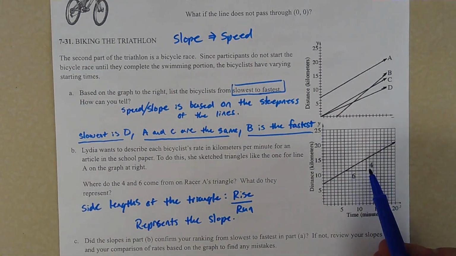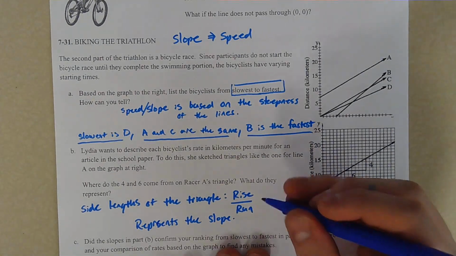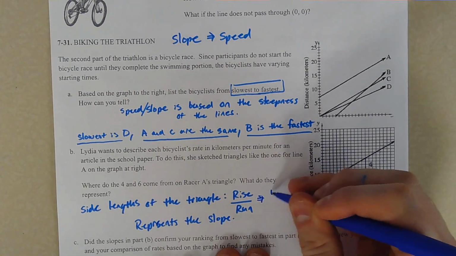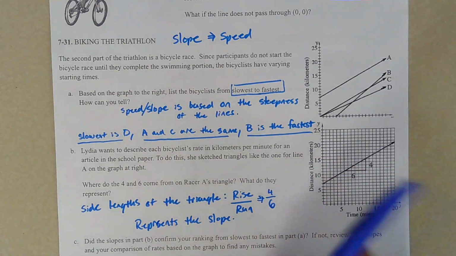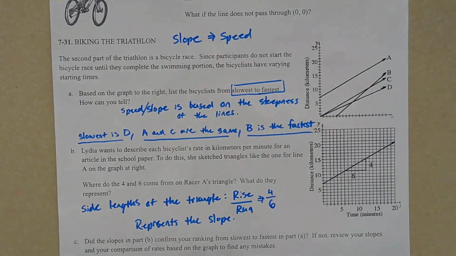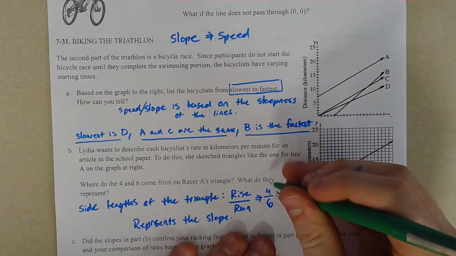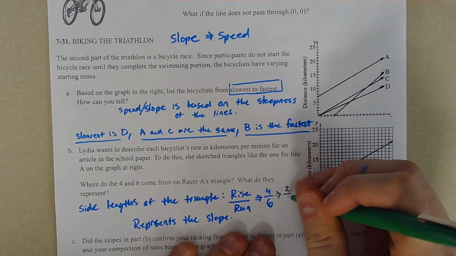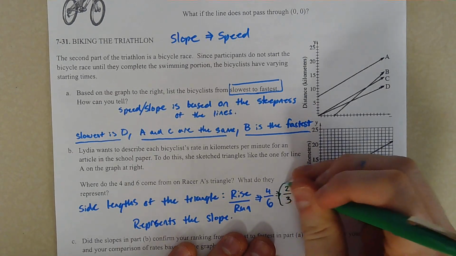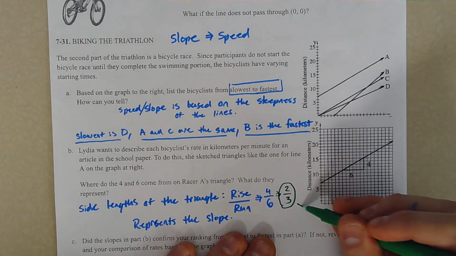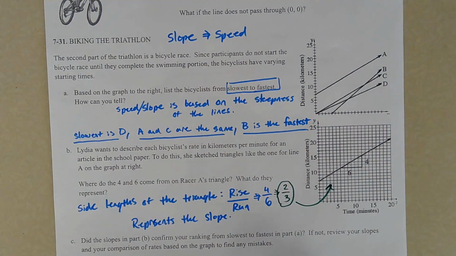So in this case, the rise might be 4 and the run is 6. So the rise over run would be 4 over 6. However, those are both even numbers, so it can be simplified down to make an equivalent expression. You can take a 2 out of the top and bottom. Our slope or speed would be 2/3 for our example.